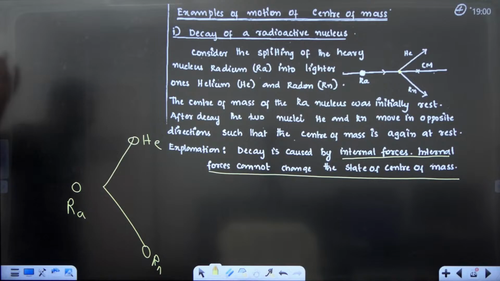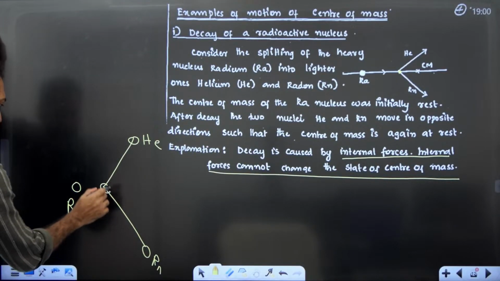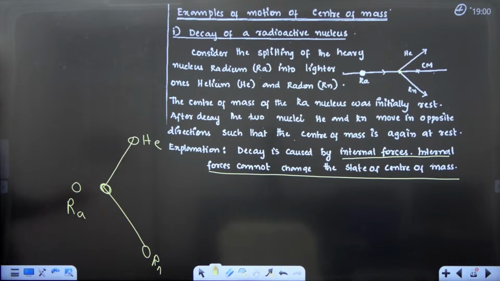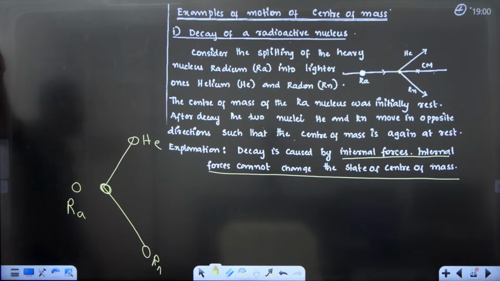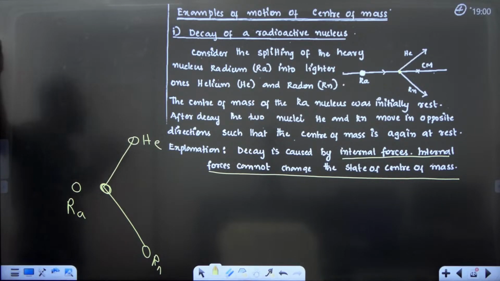Opposite direction. So when you calculate, the center of mass will be again at the same position. Center of mass does not change. Why? Because what is the reason behind radioactive nuclei disintegration? It is due to internal forces. Internal forces cannot change center of mass.